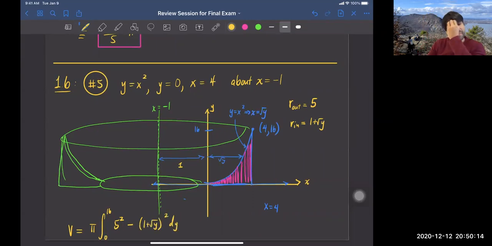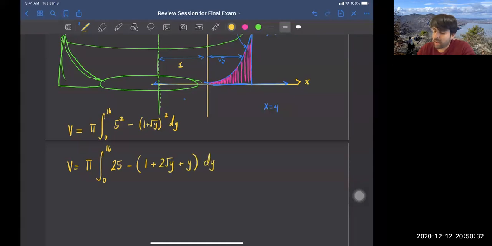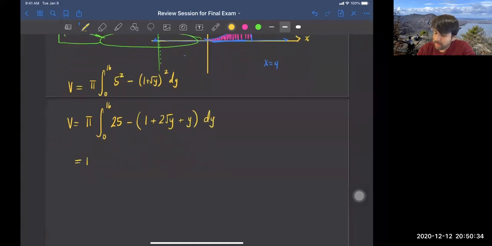That's my setup. Hardest part. We did it. Now it's just going to be computation from here on out. So this is from 0 to 16 of what? Of 25 minus, this is 1 plus 2 rad y plus y dy. This is pi from 0 to 16 of 25 minus 1 minus 2 rad y minus y dy.